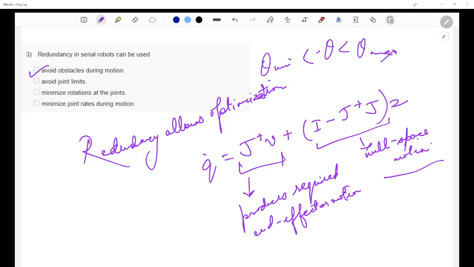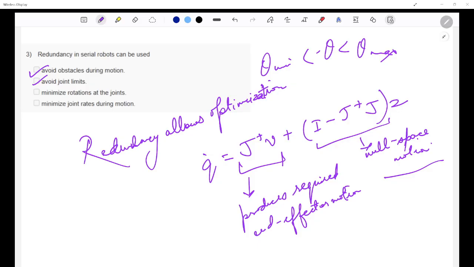So suppose the elbow is close to its limit, redundancy allows another configuration that keeps the elbow away from limits. So there can be two configurations, in one the elbow is fully bent, in the other the elbow is relaxed. So both reach the same point. Therefore, redundancy helps to avoid joint saturation. Then the third option is minimize rotation at joints.